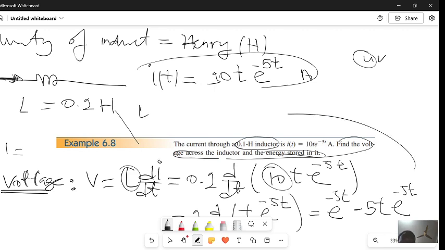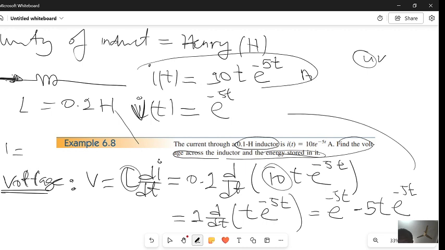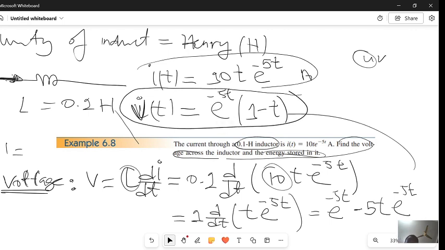If I want to factorize this, I make a factor, and V(t), which is the voltage, equals exponential minus 5t times (1 minus t). That is going to be my voltage. Why? Because this exponential minus 5t is repeated. Now I already found the voltage, but it also told me to find the energy stored.